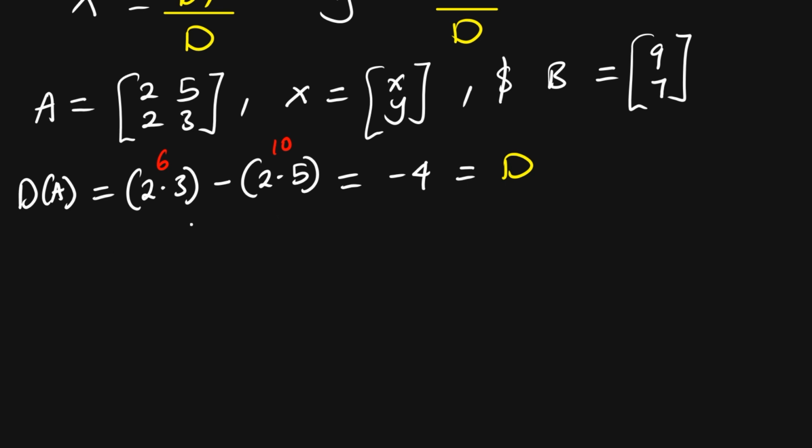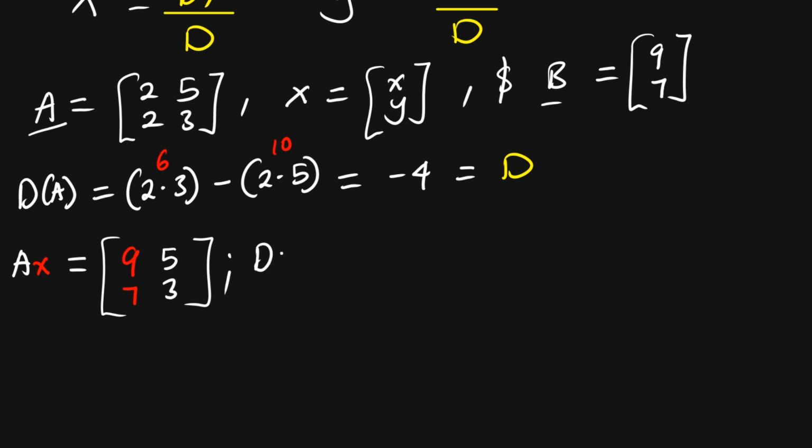But how do we obtain the value of Dx and Dy? To obtain the determinant Dx, we have to have a matrix Ax. But how do you obtain the matrix Ax? The matrix Ax is obtained by modifying the matrix A. And this is done by replacing the coefficients of x in equations 1 and 2 by the elements in matrix B or in vector B. So instead of 2 and 2, we'll have 9 and 7, and we maintain the coefficients of y, which is 5 and 3. And from this, we can obtain the determinant.